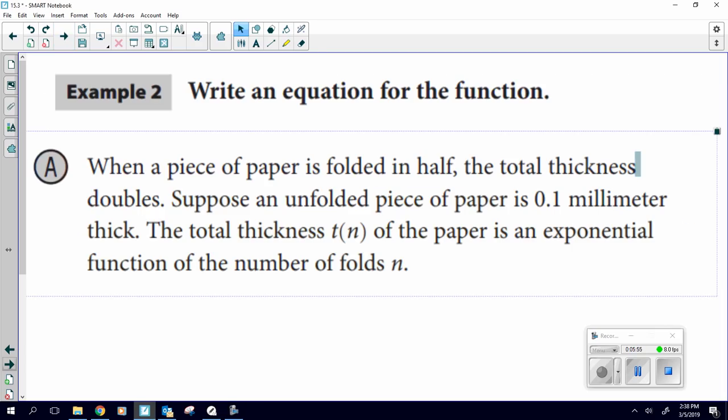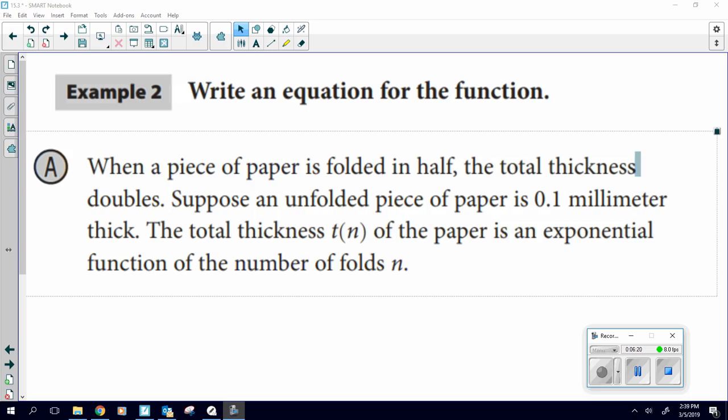Okay, so we're going to go ahead and write an equation for the function, all right? When a piece of paper is folded in half, the total thickness doubles. Suppose an unfolded piece of paper is 1/10 of a millimeter thick. The total thickness T of n of a paper is an exponential function of the number of folds n. All right. Okay, that was my fault. I should have understood this a little bit better.